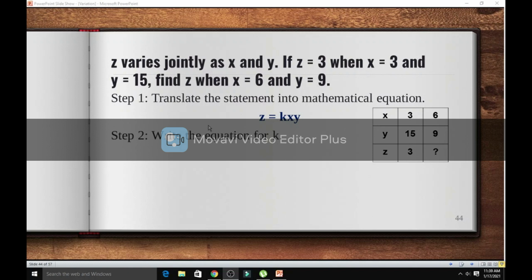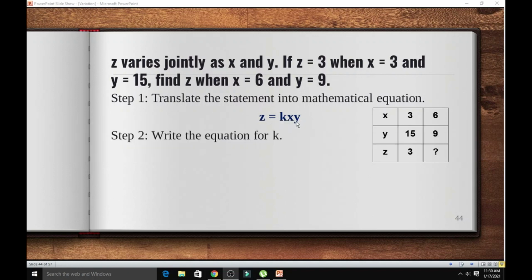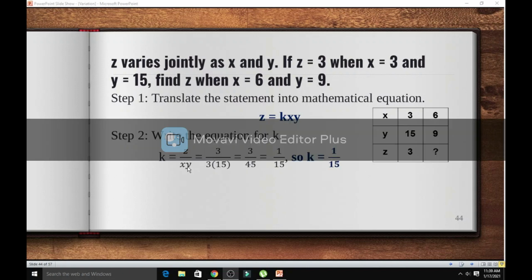So, step number 2, write the equation for k. Out of this equation, we can find the equation for k. Kung ano yung kasama ni k, lalagay natin sa denominator, yung z will be on the numerator. So, our k is equal to z over xy, or z divided by the product of x and y.